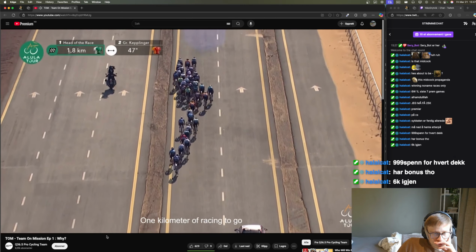1 kilometre of racing to go. Matteo Moschetti of Q36.5 gives them the stage win, and Tom Pidcock wins the overall. What a finish to the Alula Tour. The team aspect is so important. It builds and brings up everybody. I guess rising tide lifts all boats. But it's all for Fabio Christian, who takes his first ever professional victory.